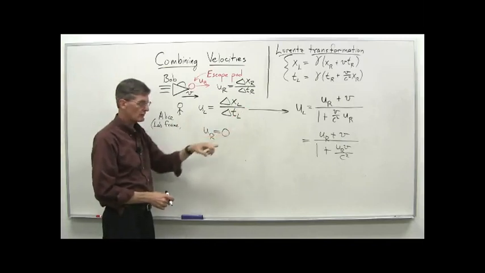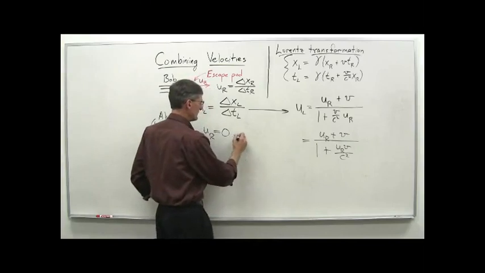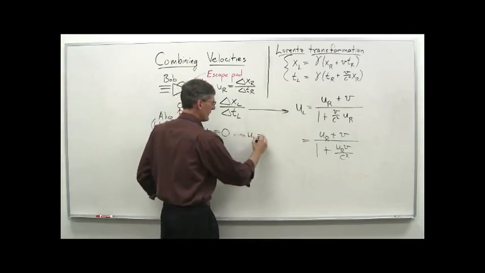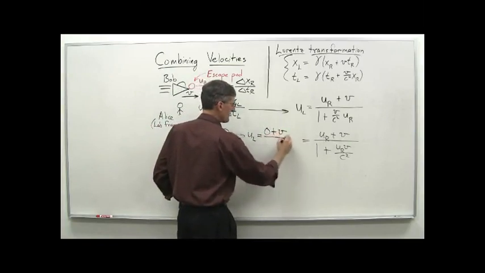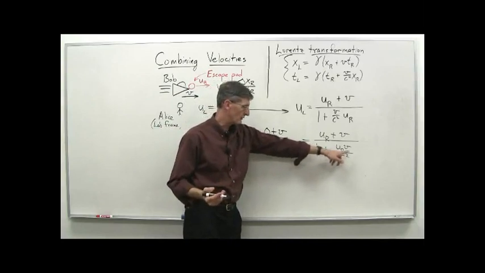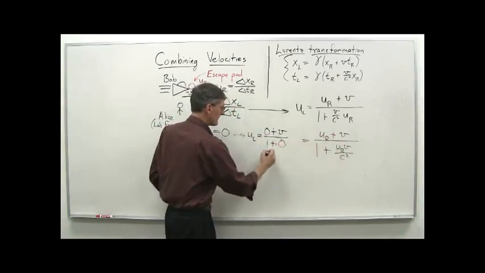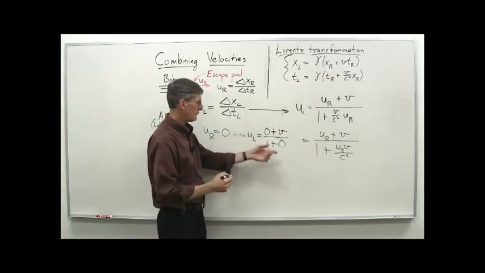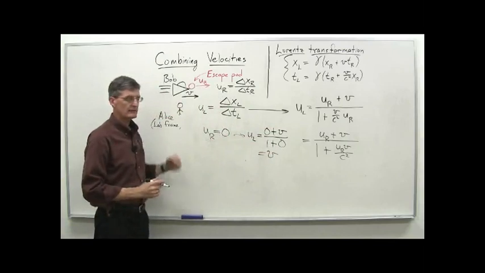So let's see if our equation works. u sub r equals 0. So let's plug that in here. So that leads to u sub l equals 0 plus v over 1 plus, well, if u sub r is 0, this whole thing over here becomes 0. 0 times anything is 0, of course. So it's just 1 plus 0. I get v divided by 1. That's just v. And that's exactly what we'd expect to get.